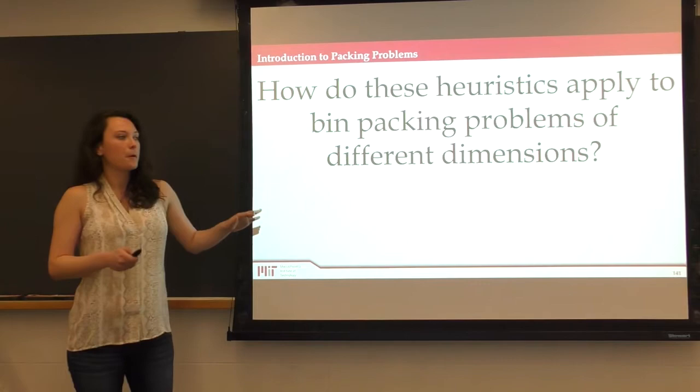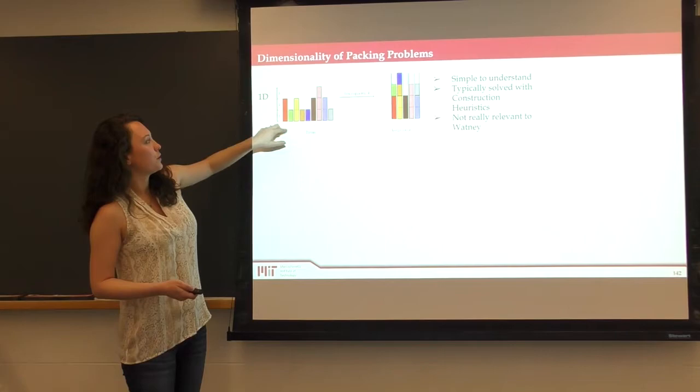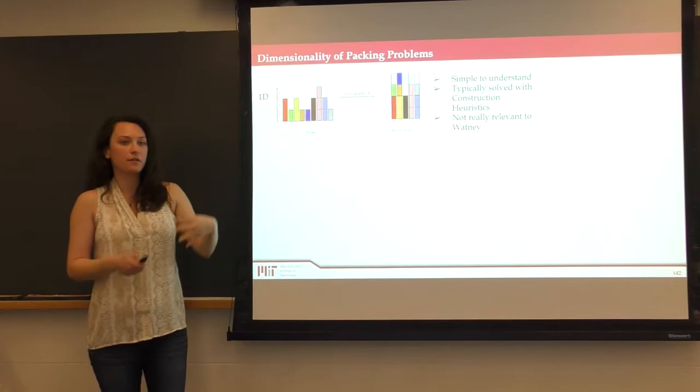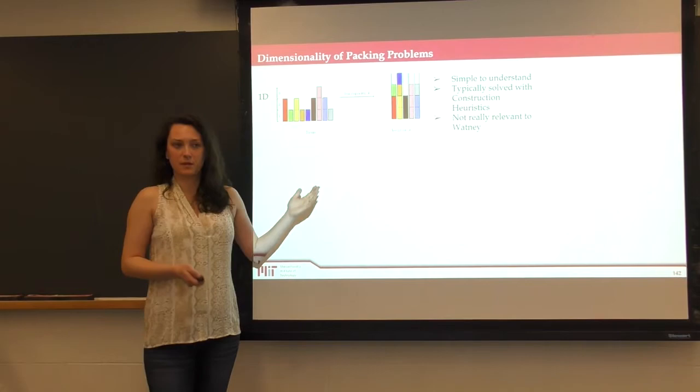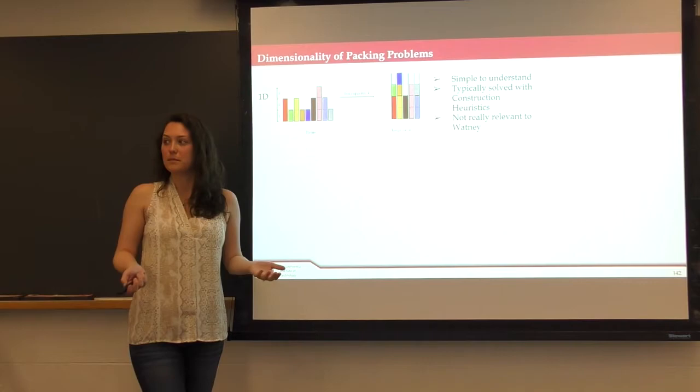So we're gonna start. You can solve the bin packing problem in 1, 2, and 3D. So in 1D, you typically have common-sized rectangular-like containers such as like this, and they're all very uniform. Basically, they look like lines, right? One dimension. So they're typically simple to understand, and this is how we're gonna start off learning about the algorithms. And they're typically solved just with construction heuristics. You don't really need to apply a genetic algorithm to solve a 1D packing problem. You can, but you don't really need to.